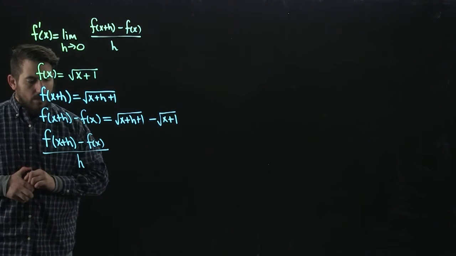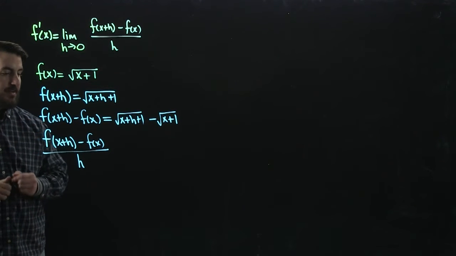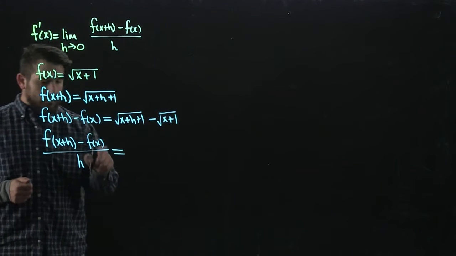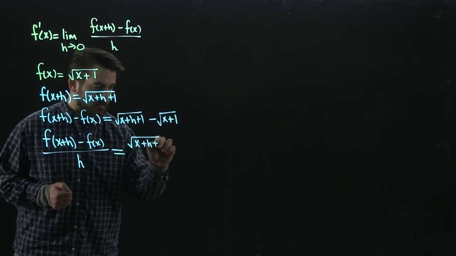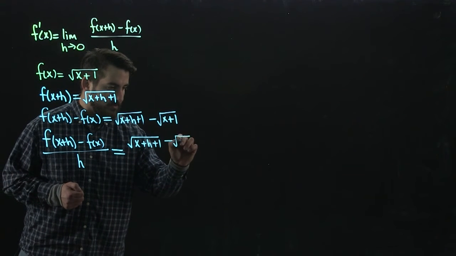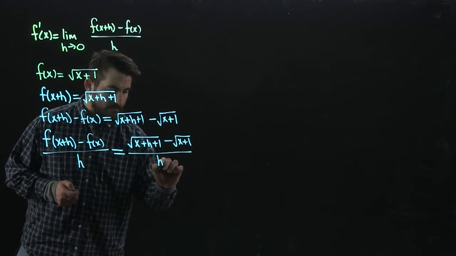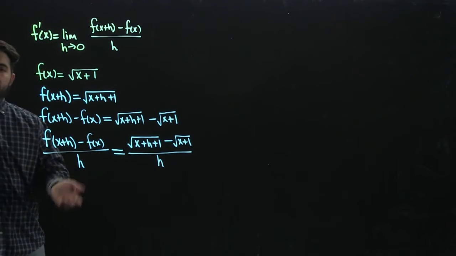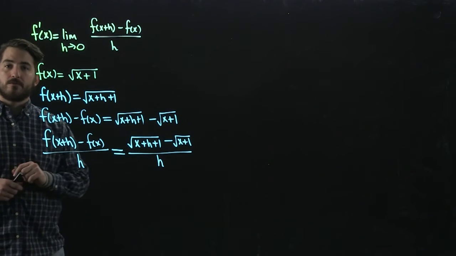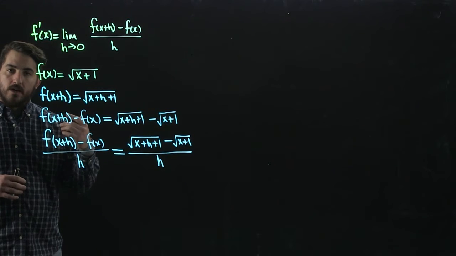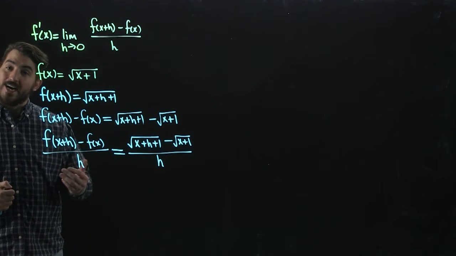Now, you may have been told in class that your ultimate goal is to get h out of the denominator. Well, if we look at the difference quotient, we get the square root of x plus h plus 1 minus the square root of x plus 1, all over h. And what you should notice here is that we can't get to this h because the square root is there. So the method we're going to do to get to this h is called multiply by the conjugate.